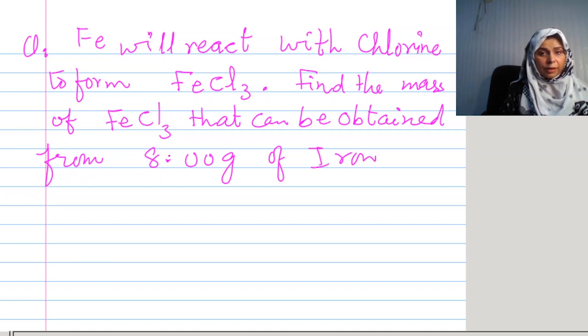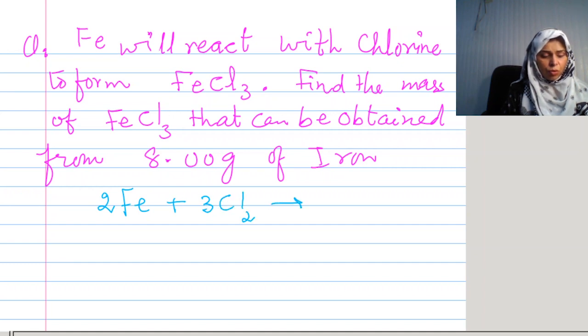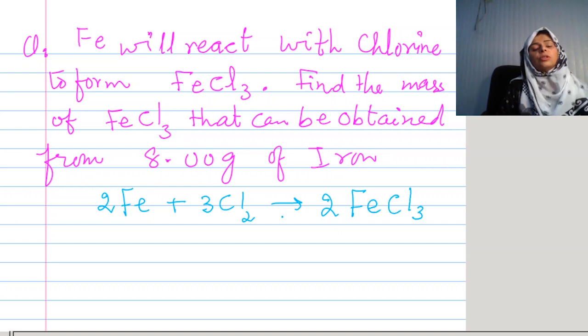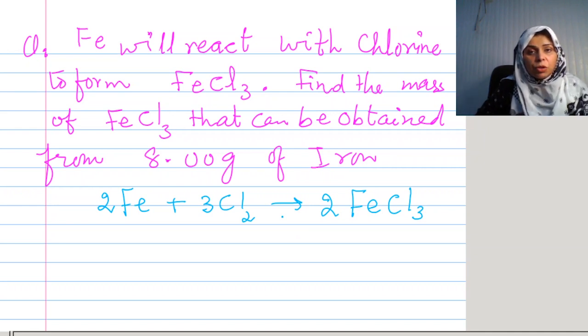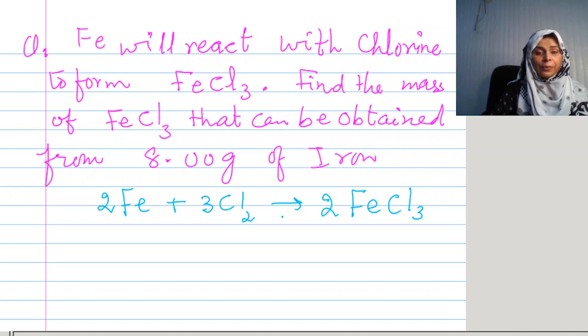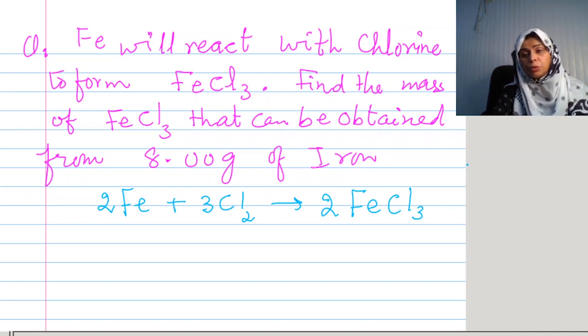I have written a complete question. So I am going to write a balanced chemical equation here: 2Fe plus 3Cl2 forms the compound iron 3 chloride, 2FeCl3. Okay, so this is the equation. So pause the video, try to solve this question by yourself, then watch it again. Okay, now I'm going to solve this question for you. How to solve this question?